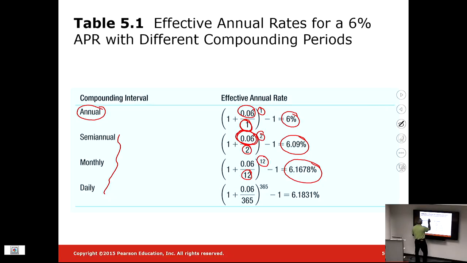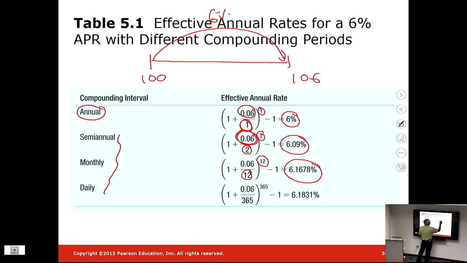The way to view this would be the following. Let's say I have $100. I invest this at 6%. I know my future value is going to be 106. But what if I compound it semi-annually?